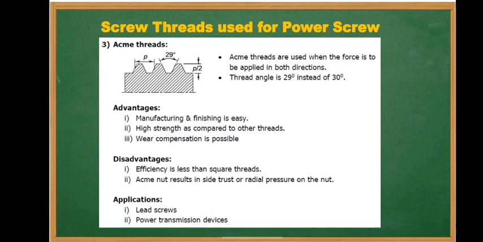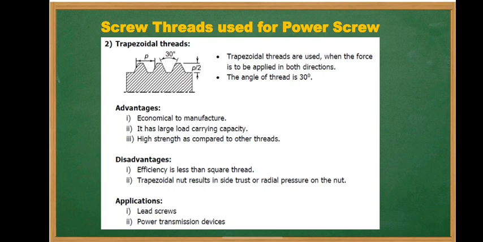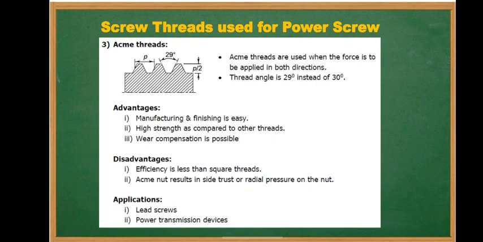So it is similar to the trapezoidal threads. In the case of trapezoidal threads the thread angle is 30 degrees, and in the case of Acme threads the thread angle is 29 degrees. That is the minor difference.